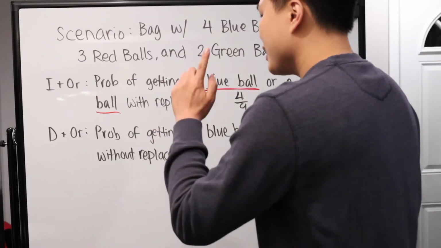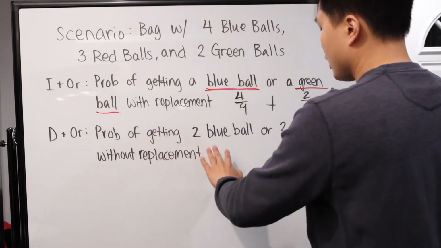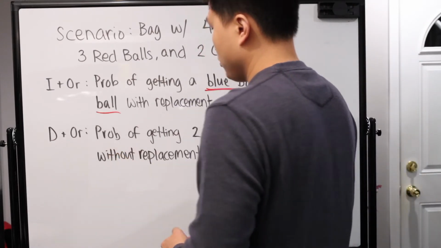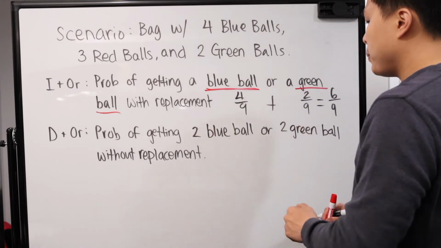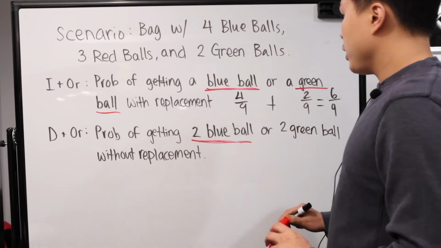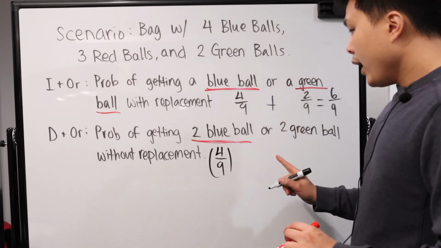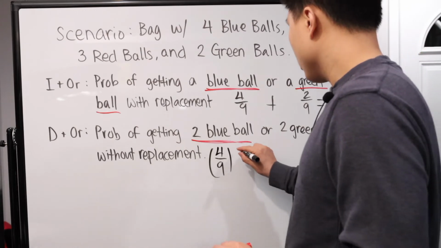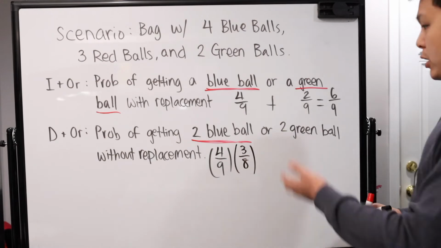Let's look at this one. This is one where it's dependent because you're actually drawing 2 balls now. You want a situation where you get either 2 blue balls or 2 green balls, without replacement, of course. Without replacement, once again, you're not putting it back, so you have to be a little careful. What's the probability of getting 2 blue balls? Well, the first one is going to be 4 out of 9, because 4 out of the total possibility. Then after you draw the first one, you want the second one to be a blue ball as well. So it's going to be 3 out of 8 instead of 3 out of 9, because you're not putting it back.